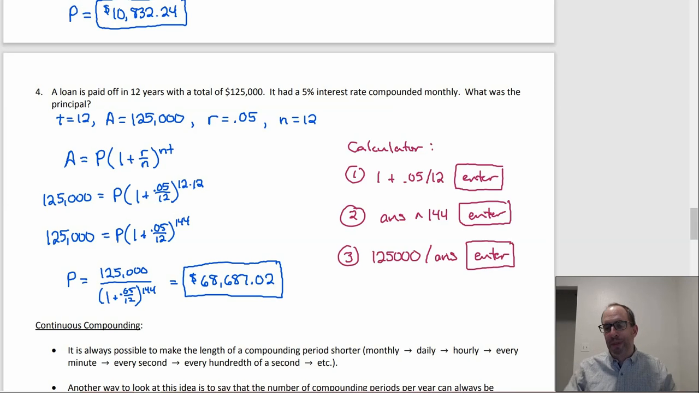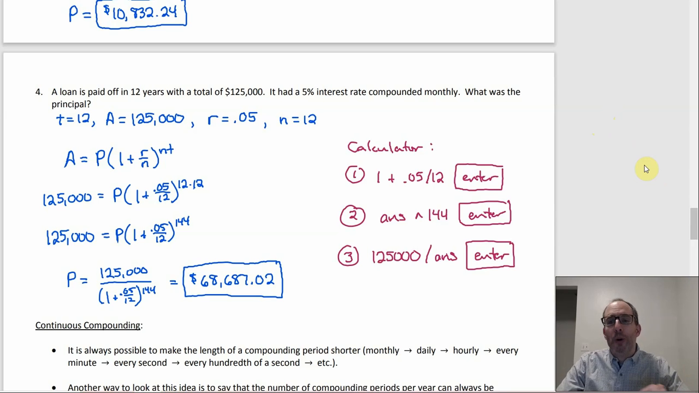All right, so 4 is basically number 3, except with a different context. And I guess with different numbers, right? But it's a loan instead of an investment, but they work the exact same way, right? It's still continuously compounded interest, so same sort of process to figure out what the principal would have to be.